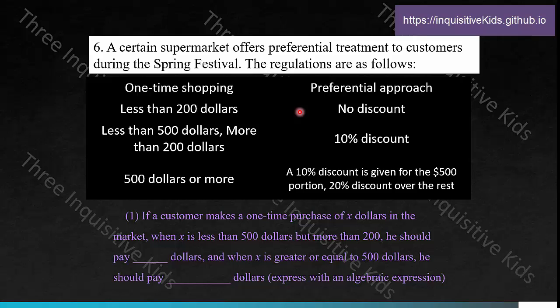So here's our first problem. If a customer makes a one-time purchase of X dollars in the market, when X is less than $500 but more than 200, he should pay blank dollars, and when X is greater than or equal to $500, he should pay blank dollars. Express with algebraic expressions. Pause the video and try to see if you can use algebraic expressions to fill in the blanks.